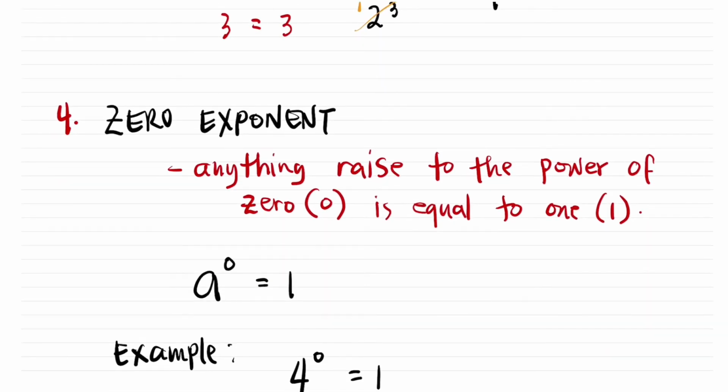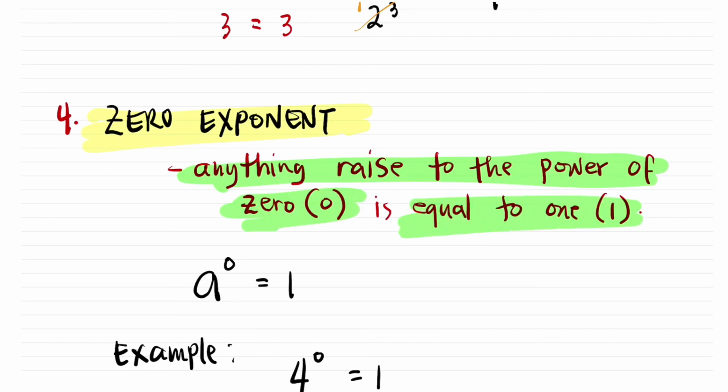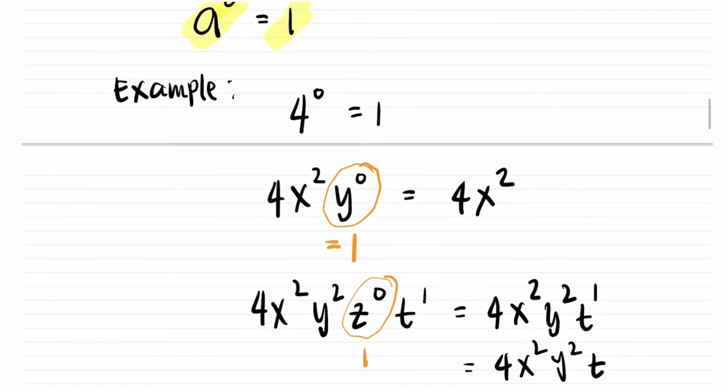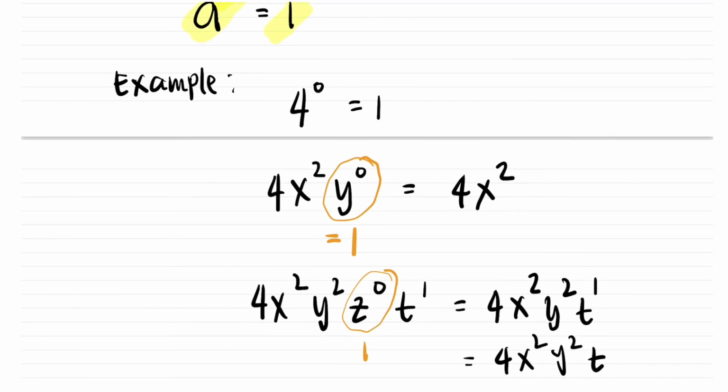Now we go to the fourth one, which is the zero exponent. Anything that is raised to the power of 0 is equal to 1. Anything. Remember that one always. The only thing you have to remember is that whatever has the power of 0 is the one you are going to equate to 1.